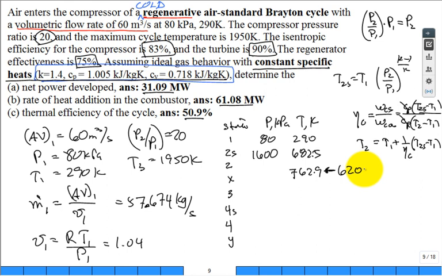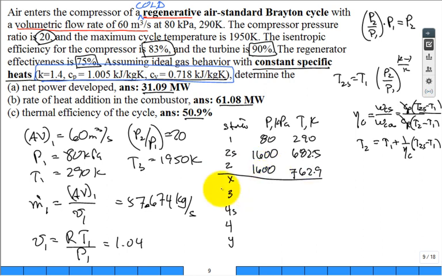Look for an error. This is a great place to pause, look at it, and say, does it make sense? Is the temperature higher? It has to be higher, going through the compressor, out of the compressors. All right, it still is 1600. What about X? Skip X for a minute.